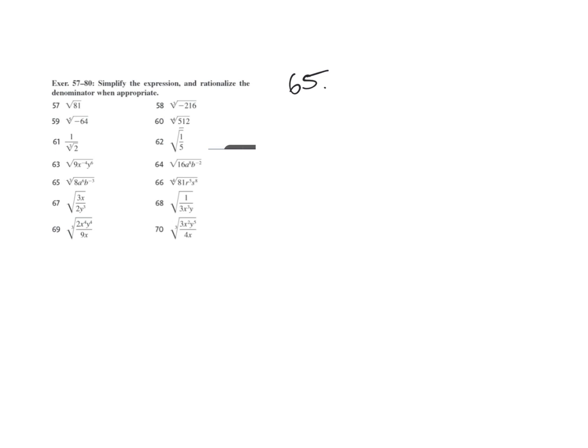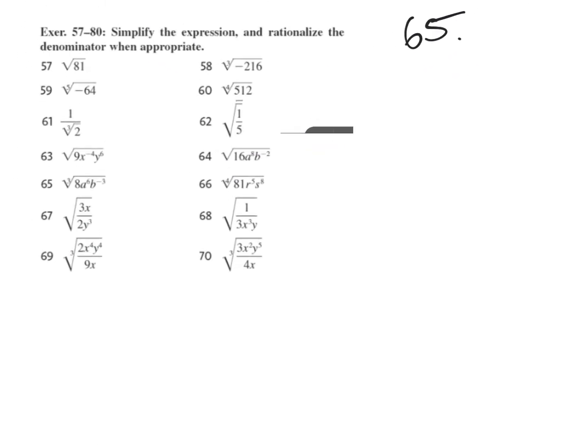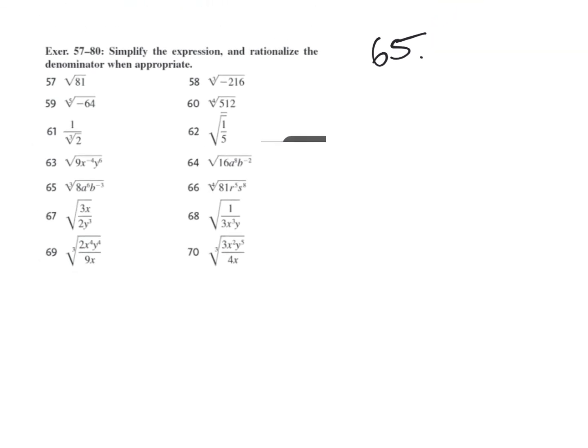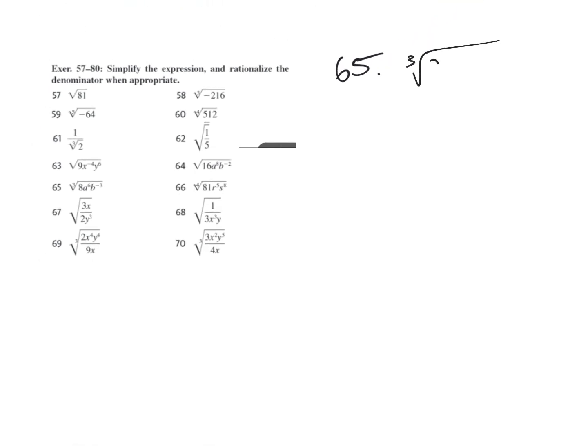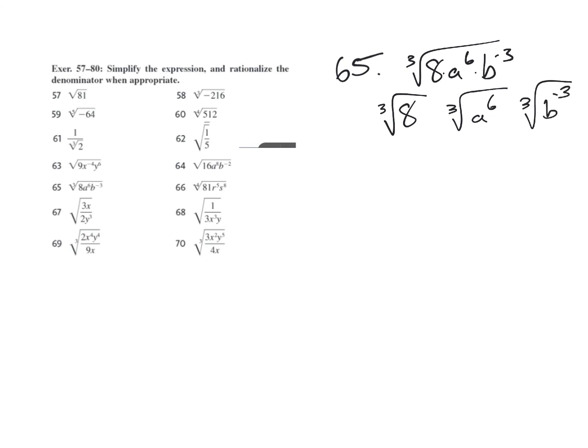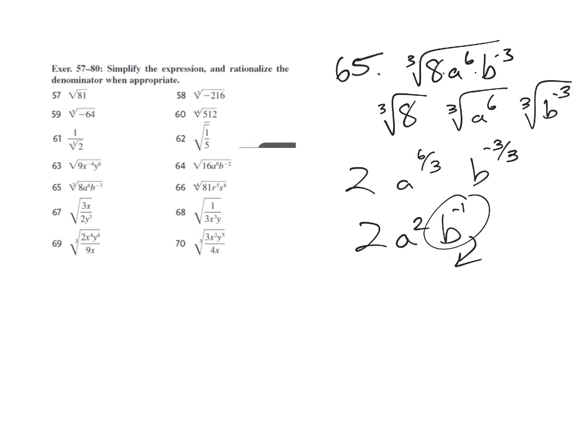65 is the cubed root of 8a to the 6th b to the negative 3. Again, let's split them apart. Cubed root of 8, cubed root of a to the 6th, and the cubed root of b to the negative 3. Cubed root of 8 is 2, a to the exponent over the root, b to the exponent over the root. 2, a squared, b to the negative 1. So it's 2a squared over b to the positive 1.